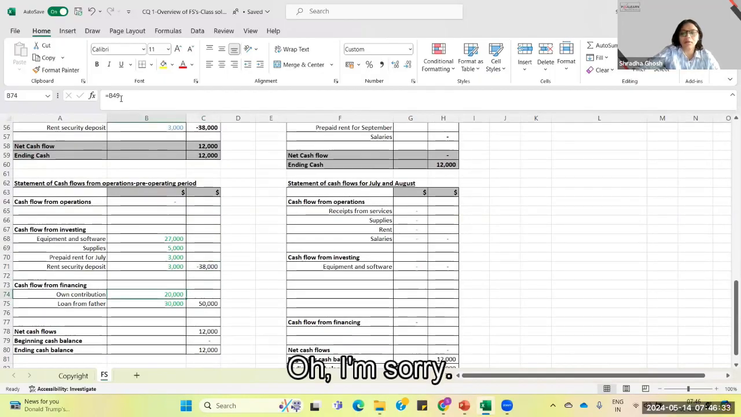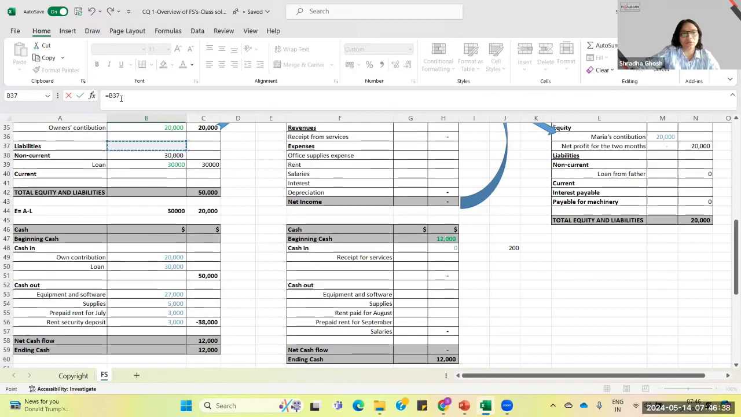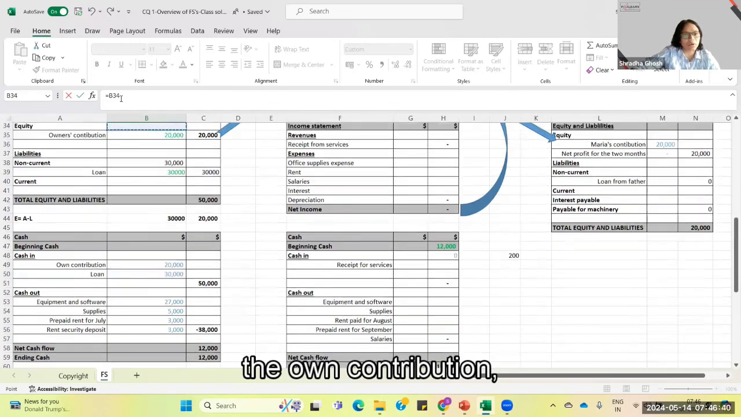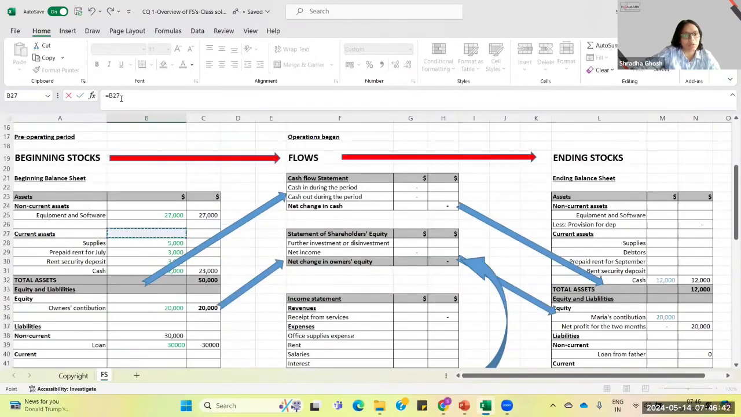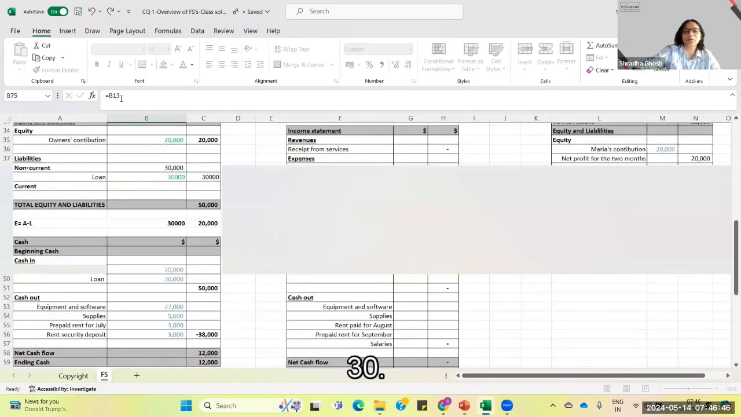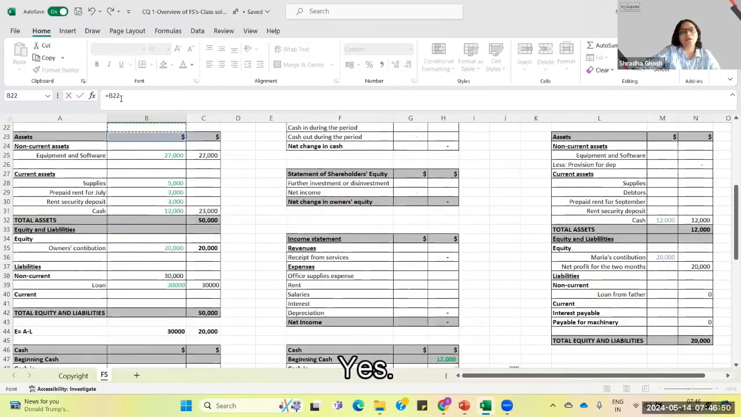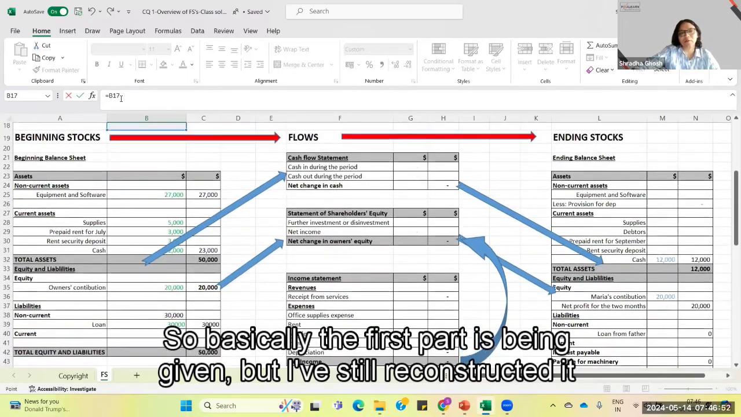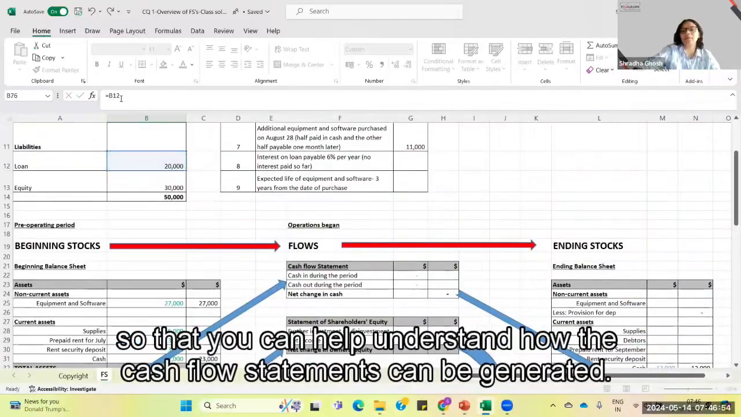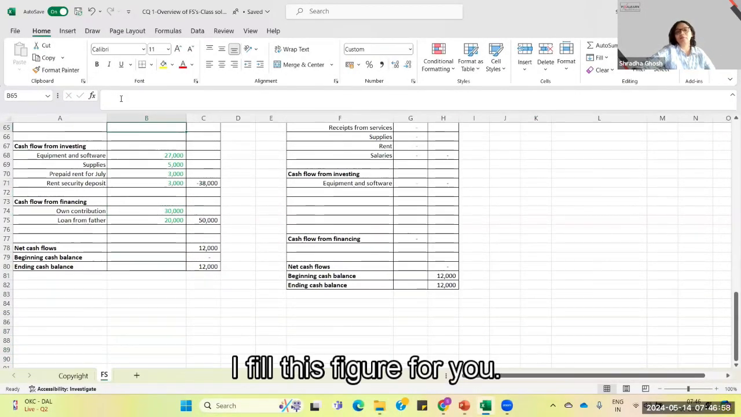Oh, I'm sorry. The own contribution is 30 and my loan is 20. So basically the first part is being given, but I've still reconstructed it so that you can understand how the cash flow statements can be generated. I've filled this figure for you.